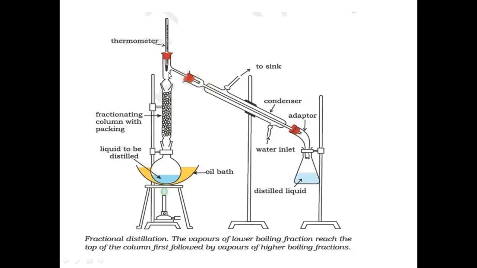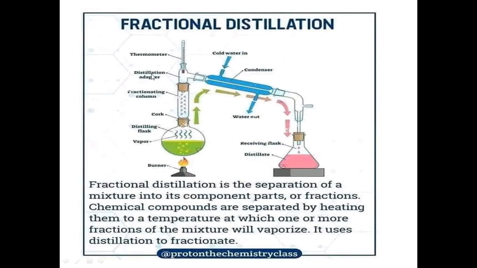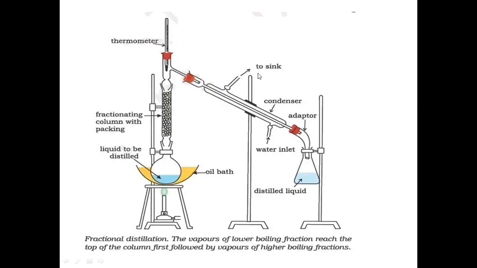It has a distillation adapter, as we said here. The adapter connects the fractionating column to the thermometer here. It has a cork that connects the distillation adapter to the thermometer. The thermometer here measures the temperature at which the various components of the mixtures evaporate. It has, as we said here, a condenser, an inlet, and an outlet that condenses the vapor state of the liquid back to the liquid state.